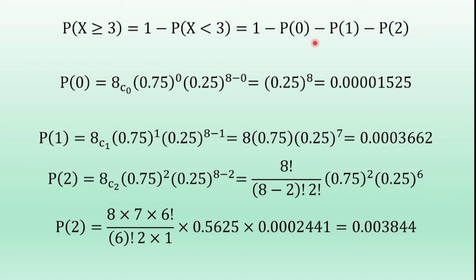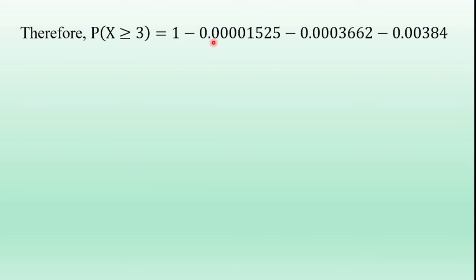We get P of X greater than or equal to 3 is 1 minus the P of X is equal to 0 value, and this is the P of X is equal to 1 value, this is the X is equal to 2 value. And simplifying this RHS term, we get P of X greater than or equal to 3 is 0.9957.